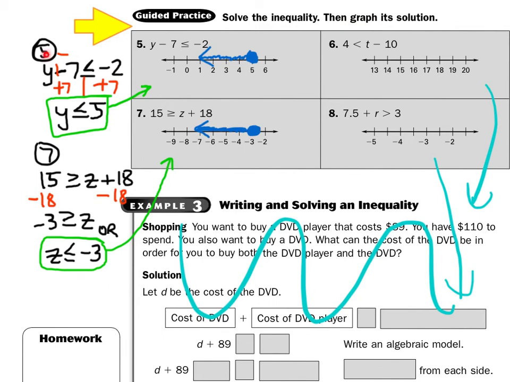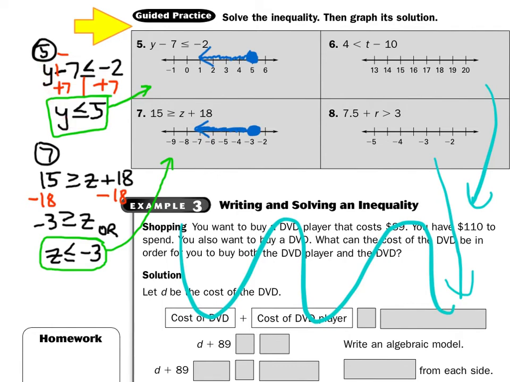Okay, so we're going to solve the inequalities and then graph their solutions. So take a look at number 5. I wrote it over here. y minus 7 is less than or equal to negative 2. So grab your red pen, add a line, and change the sign. So we need to get rid of adding negative 7. So we're going to add a positive 7 on both sides of the wall.